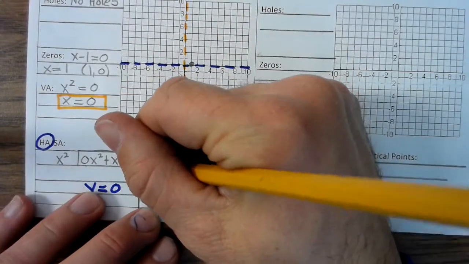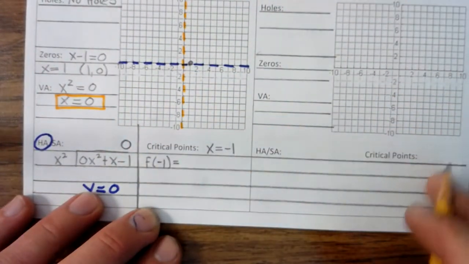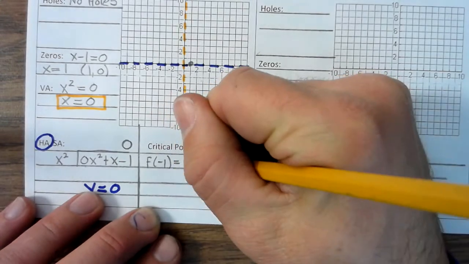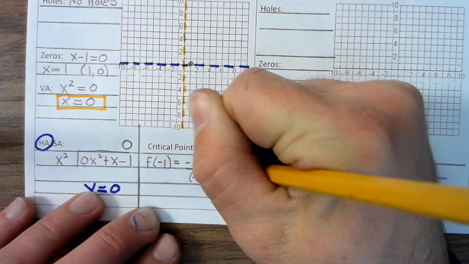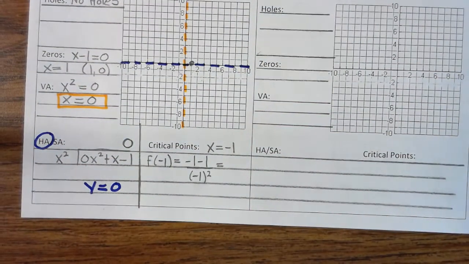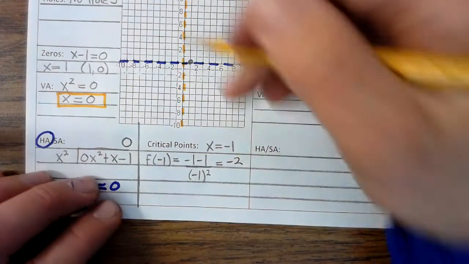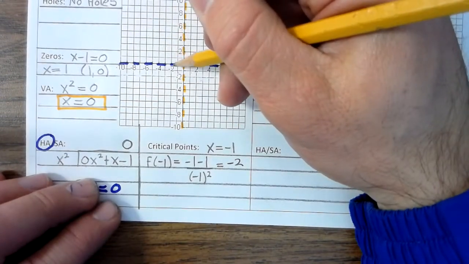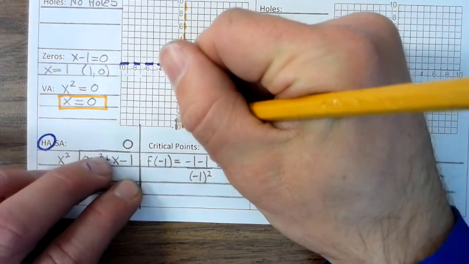All right, so f of -1 equals -1 minus 1 divided by -1 squared, which equals -2. So you have a critical point at (-1, -2). So that tells you your curve is right here.